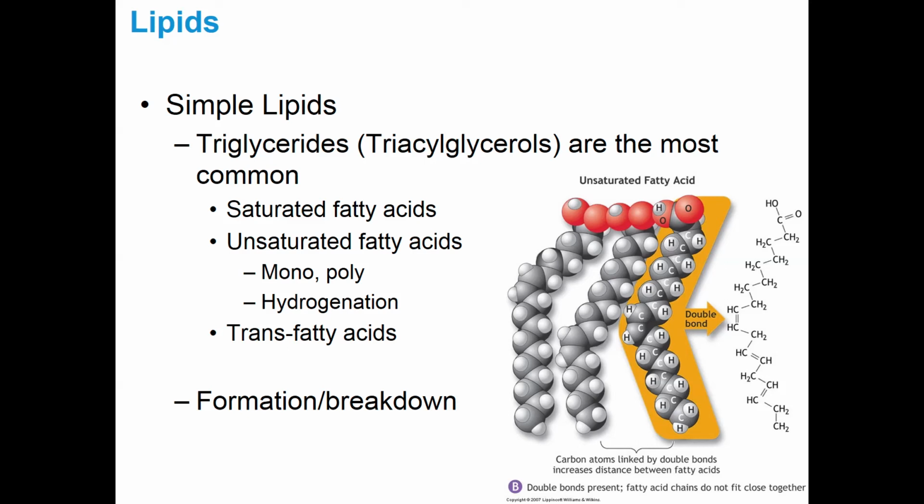So examples of monounsaturated fatty acids are found in olive oil, peanuts, almonds, and avocados. Your polyunsaturated fatty acids tend to be found in places like sunflower oil, corn oil, and soybean oil.